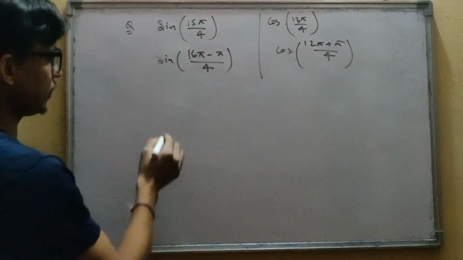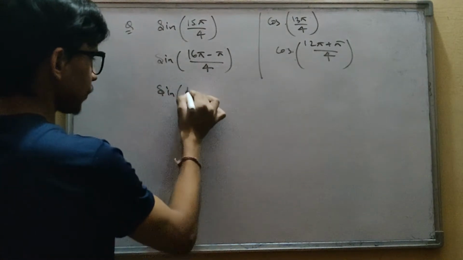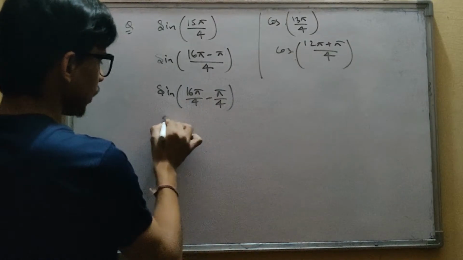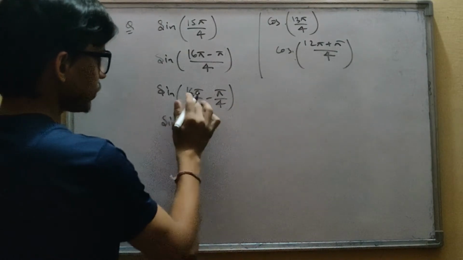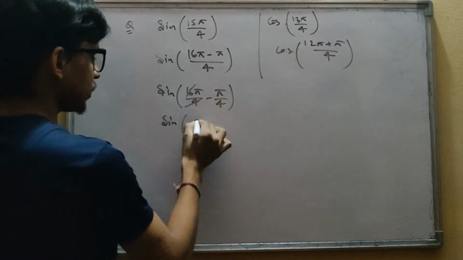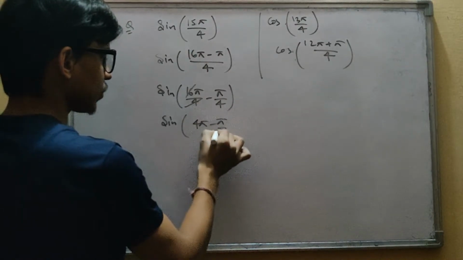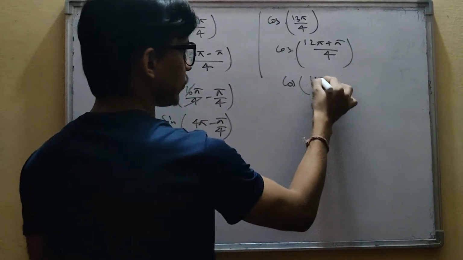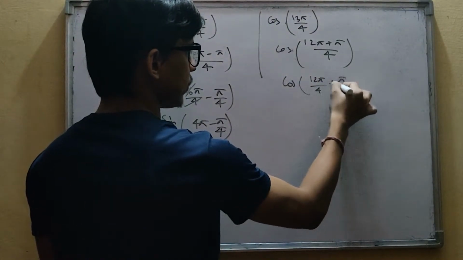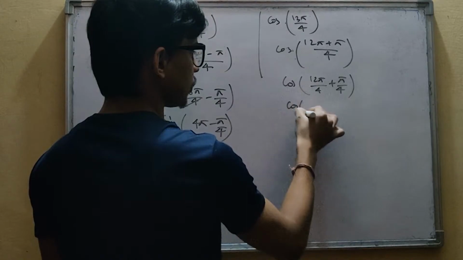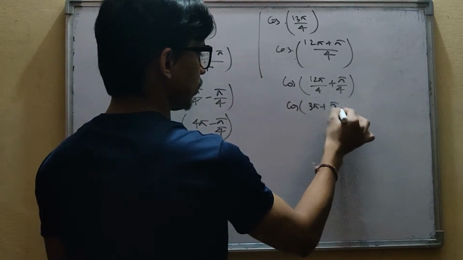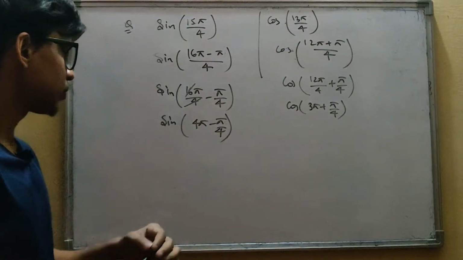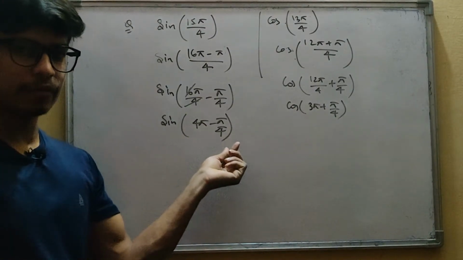Now separate them. If you separate them, 16 pi by 4 and pi by 4, and for sine 16 pi by 4, the 4 will cancel out, so it is 4 pi minus pi by 4, and here also it is going to be cos of 12 pi by 4 plus pi by 4. So it is going to be cos of 3 pi plus pi by 4. Okay, now understand this. So 4 pi minus pi by 4, right?